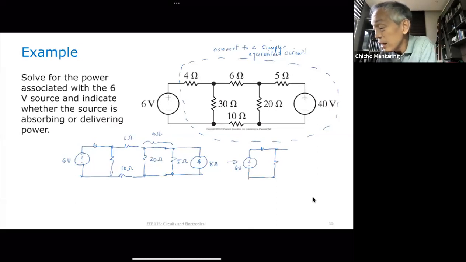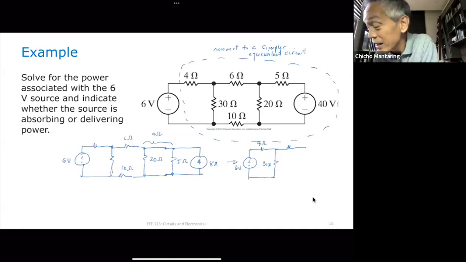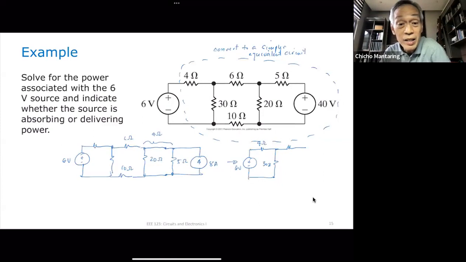And then I'm just going to have now a single resistance here. So what is this? This is 4 ohms. This is 30 ohms. What is the value of this single resistance going to be? 20 ohm. No?